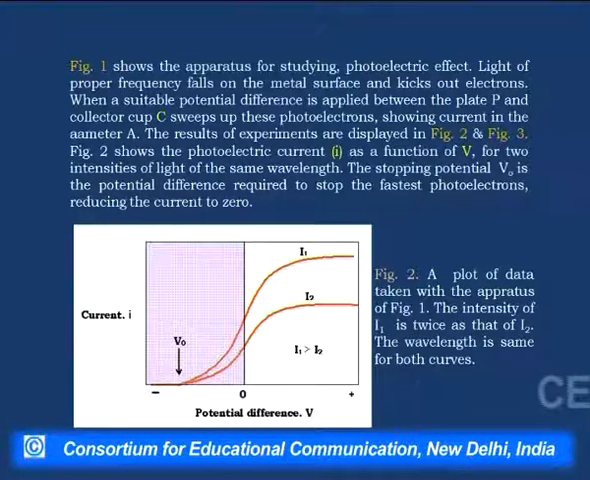We are increasing the intensity, which means we are increasing the number of photons, but the energy is the same. So all of them will come out with the same energy, but since the intensity is more, more photons will emit more electrons. More electrons means more current, but since they are coming with the same energy, the same stopping potential is applied and you can stop them.